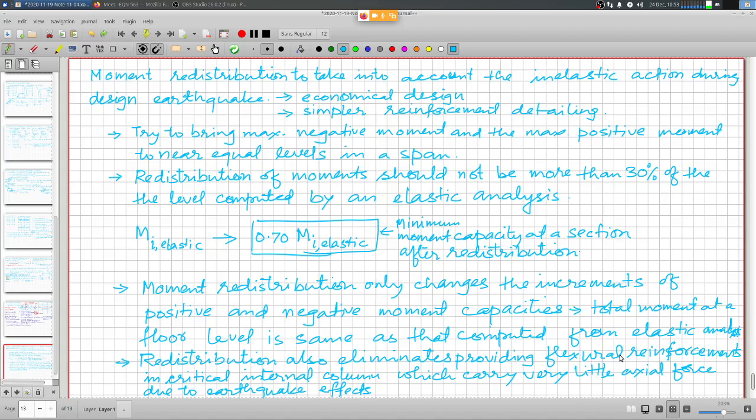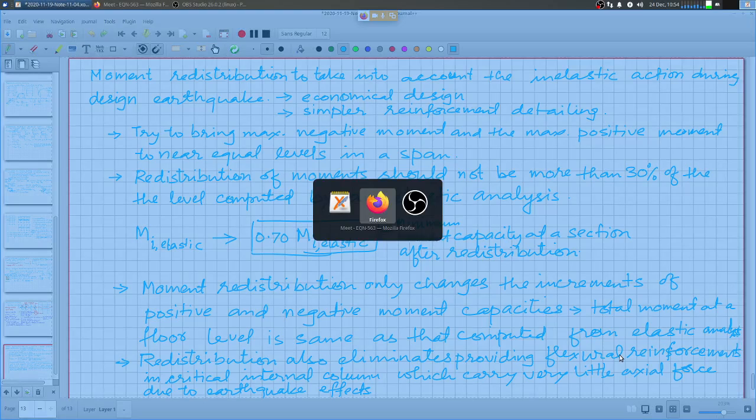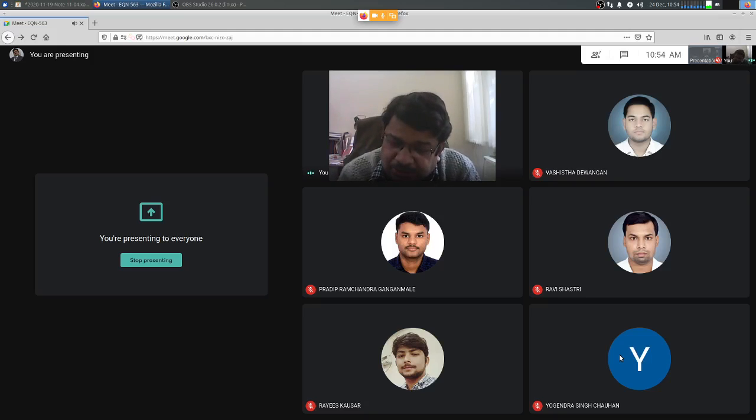Right? So that again adds to the economy of the design. So if you can redistribute the moments, then the demand on the column also reduces, and it becomes much more economical to go with the design of the entire system. Right? So is this clear? Any questions?